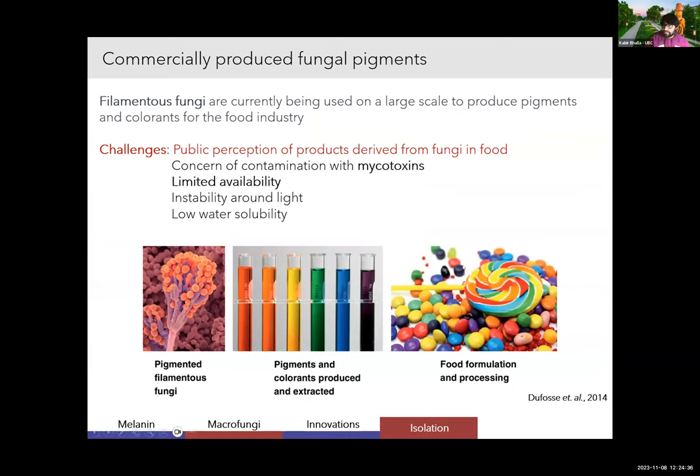One of the biggest problems in this process is really the public perception of the products. Think about molds that are spoiling your food. We're essentially removing pigments and colors from them to add them to the food. So obviously there are some concerns about public perception there, right? It's very difficult to convince folks that we're using pigments from molds and putting them into the food.